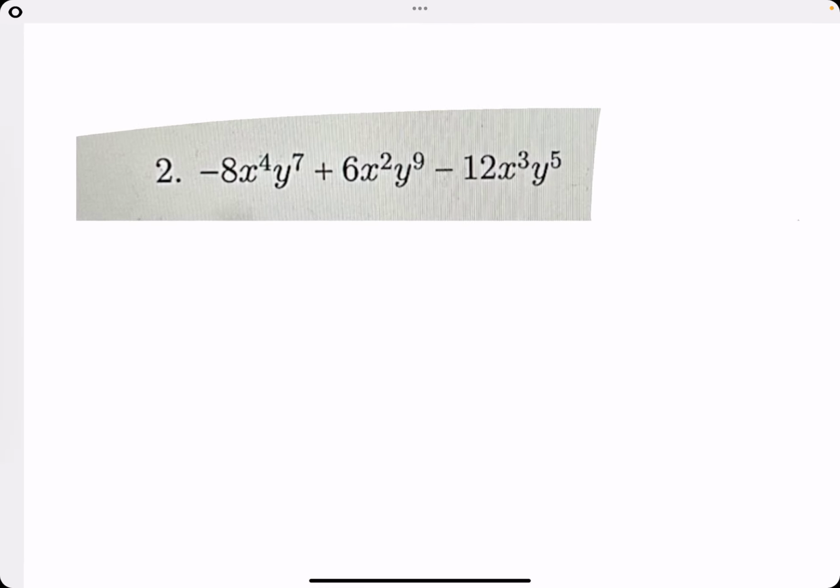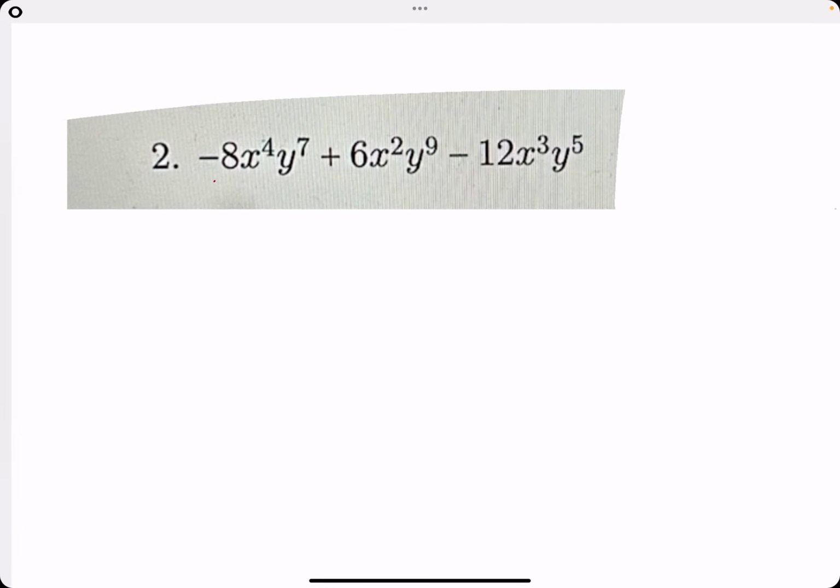Let's keep going. Here we have negative 8, 6, and negative 12. They're probably wanting you to factor out a negative. It just makes it look a lot nicer if you take it out at the start. So greatest common factor, negative 2. Yeah, so we'll pull out a negative 2. How about x's? We have x to the fourth, x squared, x cubed. So we're going x to the 2. And then y to the 7th, y to the 9th, y to the 5th. The greatest amount of y's we can pull out is y to the 5th.